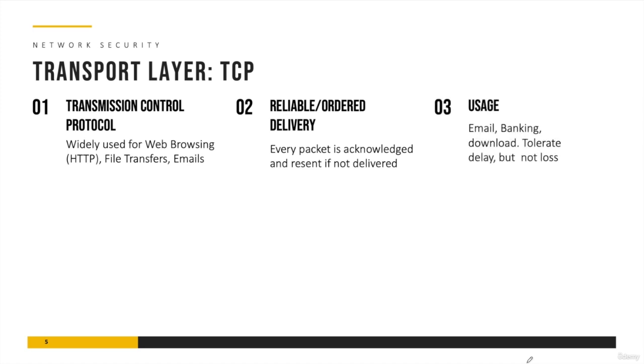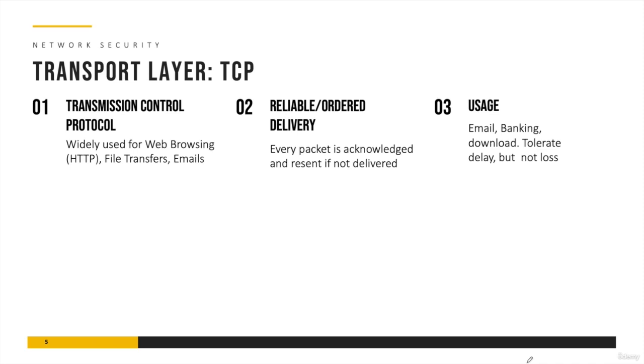The third point which we want to emphasize is that TCP is widely used for email, banking, downloads. So basically, the key property of TCP is that it can tolerate delay, because if you send a packet and you don't receive an acknowledgement and you resend the packet, that introduces delay. But that's fine, because the primary motivation of TCP is to avoid loss. TCP cannot tolerate loss. It can tolerate delay but not loss. For example, if you send an email, you want your email to be delivered completely.